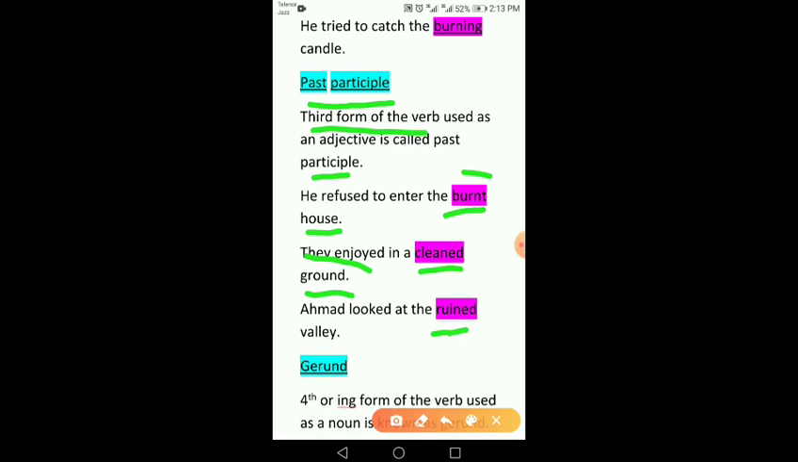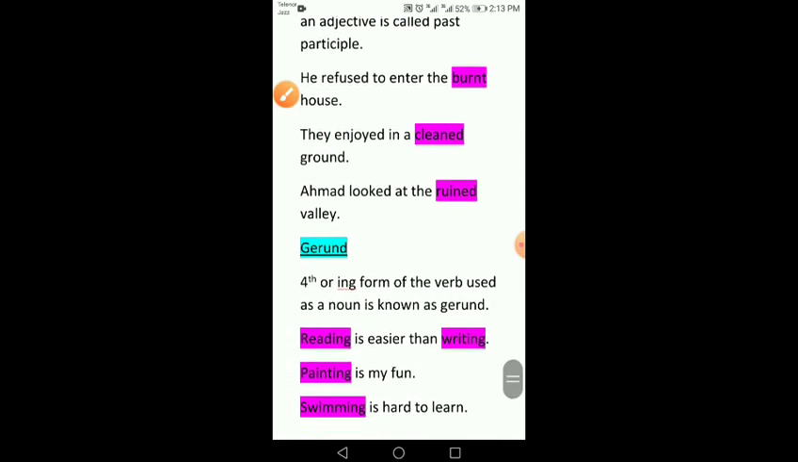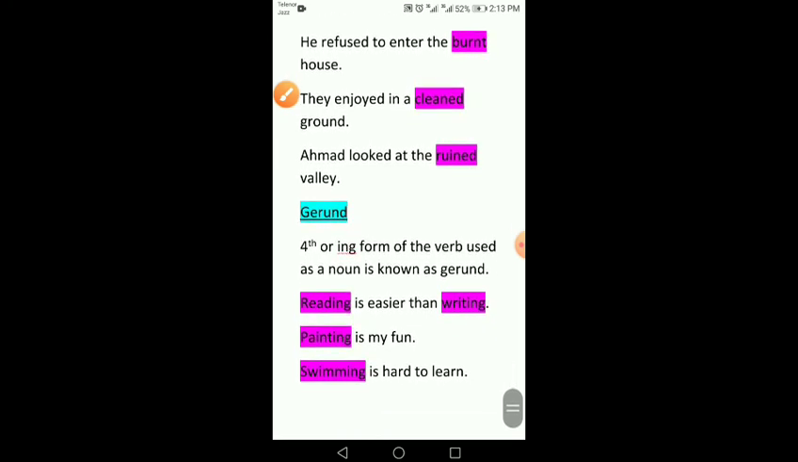So cleaned is describing here ground and working as adjective, so it's past participle. The next example is Ahmed looked at the ruined valley. Ruined, and it's third form of ruin, so it's working as adjective and also known as past participle. And the next and the last is gerund.